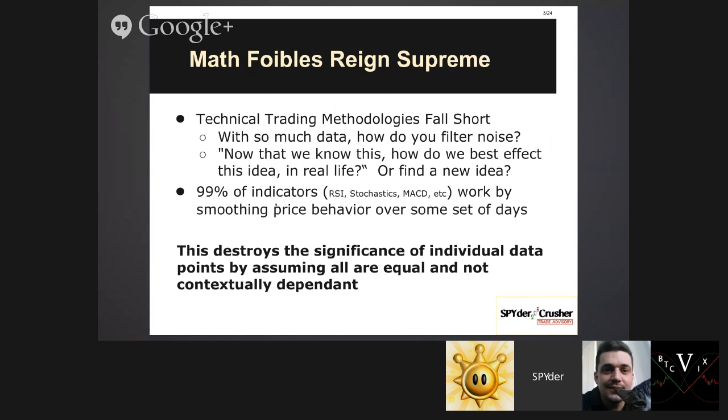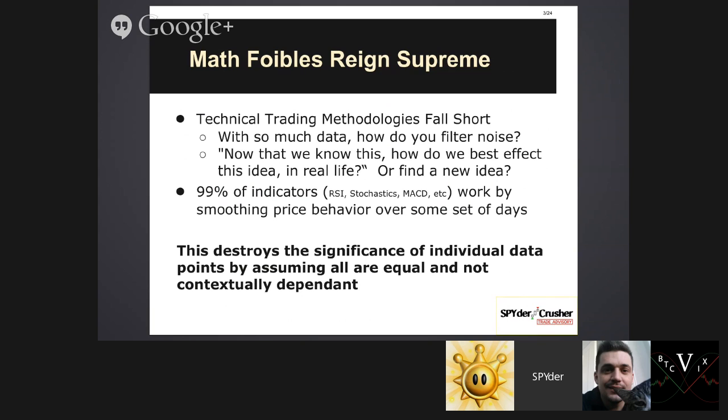So now we can see a little bit about how many trading methodologies will fall short. Because we have so much data, how do you filter the data into a better idea in real life? And this is one of the backdrops for why I developed this software: 99% of indicators, RSI, stochastics, MACD, work by smoothing price behavior over some look-back period, and this smoothing destroys the contextual significance of an individual data point because it assumes that they're all equal.